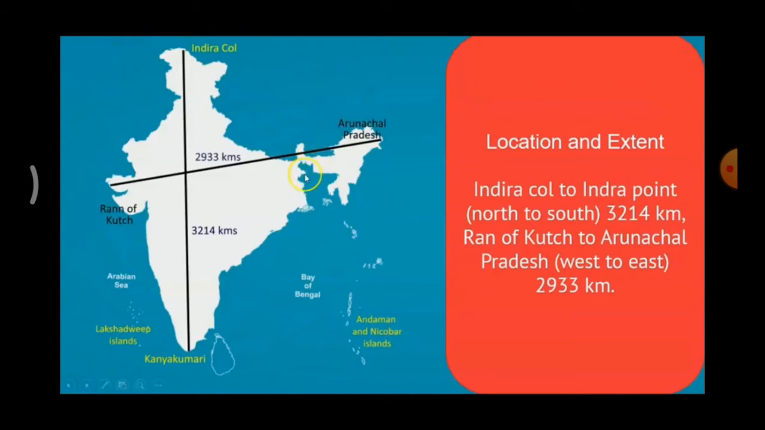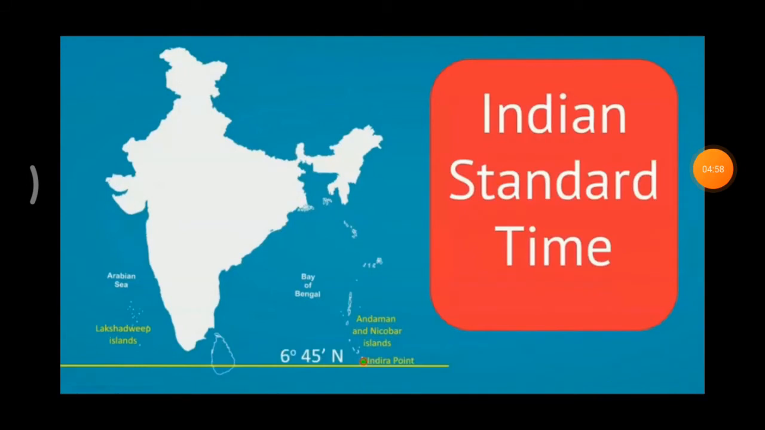How do we measure our north-south extent? From Jammu and Kashmir, that is Indira Col, to Kanyakumari. How many kilometers? 3,214 kilometers. Next we are going to see about Indian Standard Time, that is IST. What is the abbreviation for IST? Indian Standard Time.